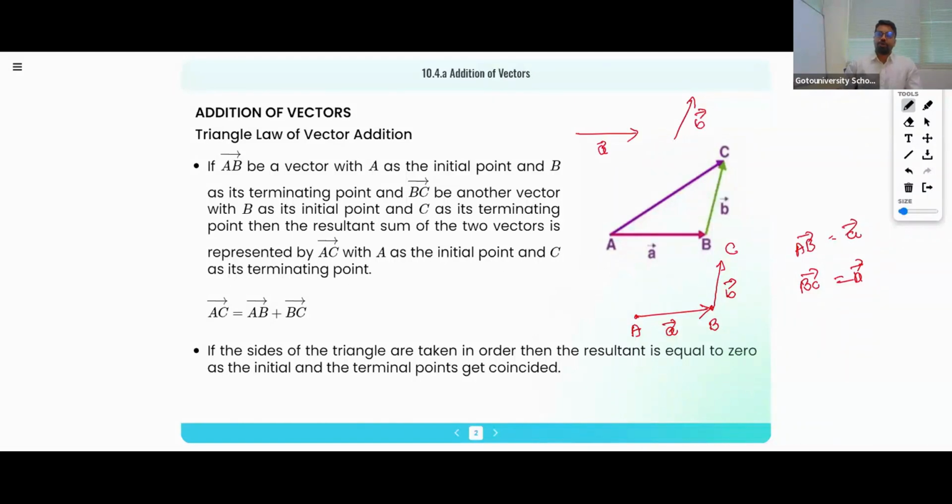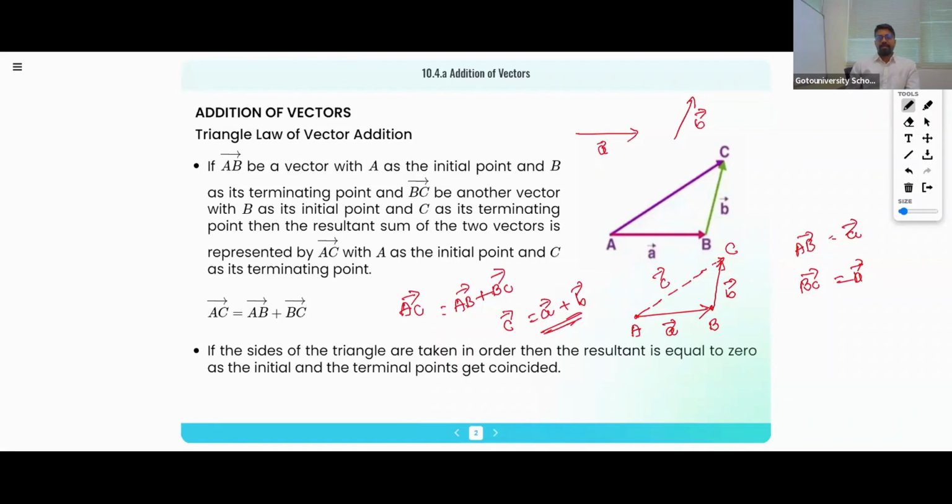Now I'm trying to join the initial point of the first vector with the terminal point of the second vector, and let me name this as C. So this vector AC, the final result, is nothing but the sum of the vector AB and vector BC in the same direction. Okay, and this is represented by vector C, equal to vector A plus vector B. This is called the triangular law of addition.